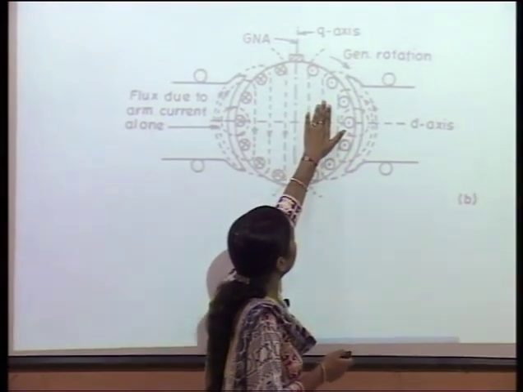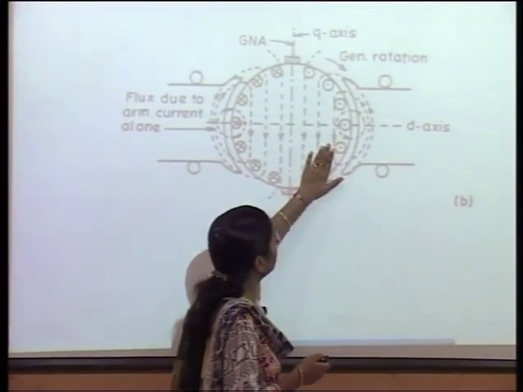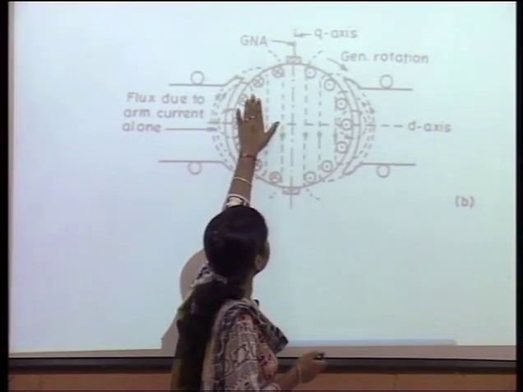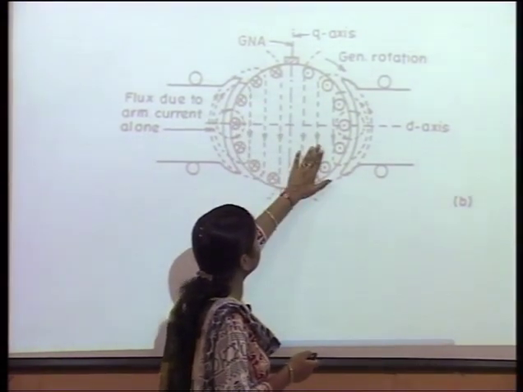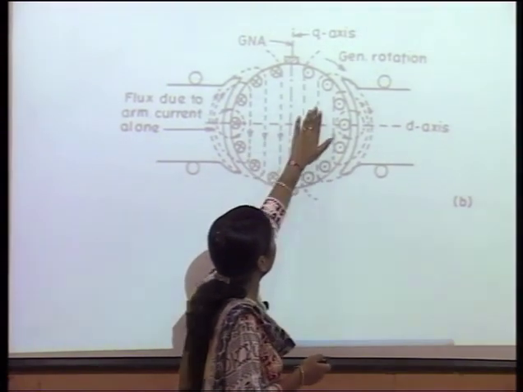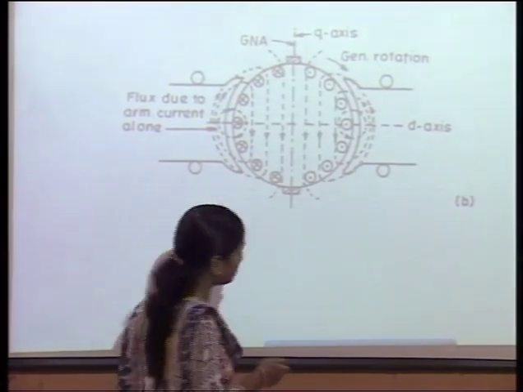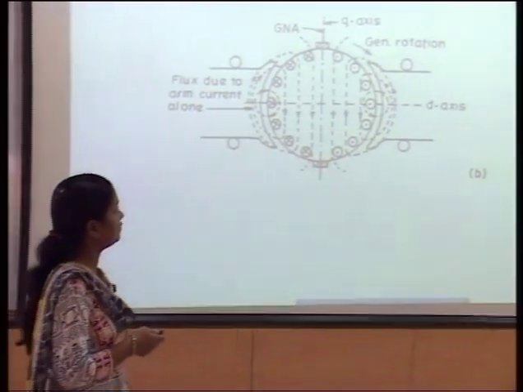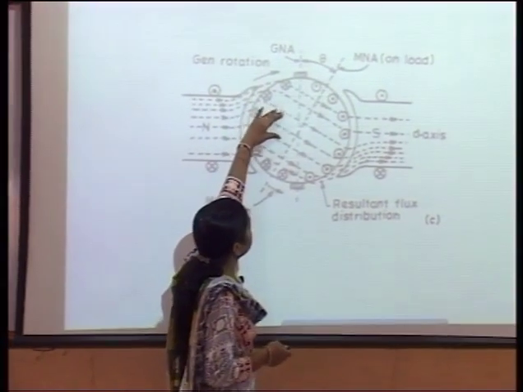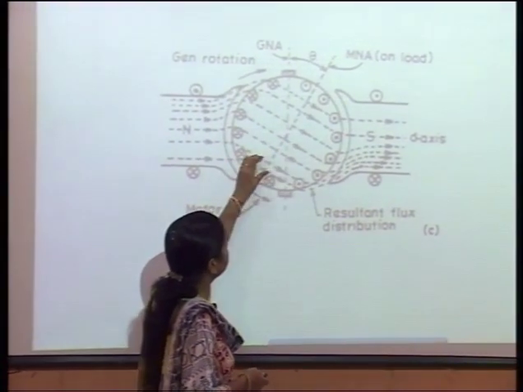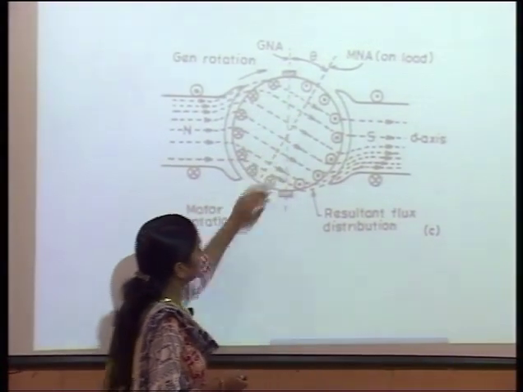Similarly, here the flux density is decreased and here the flux density is increased. So we can say the flux density is more at this part and at this part, and it is less on these two parts. So if I draw the resultant flux density, then it looks like this. It is more in this part and it is less in these two parts.